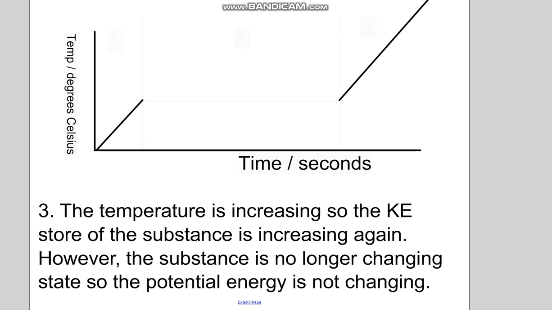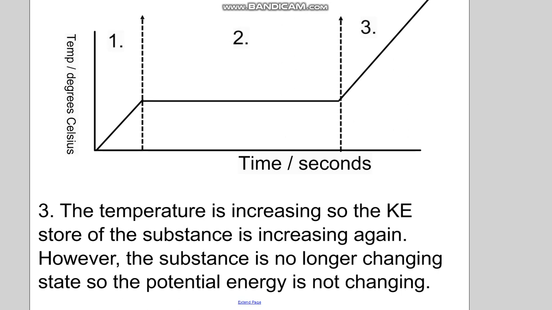So we talked about section 1 of the graph, and we've already talked about section 2 of the graph. In section 1, remember, because the temperature was increasing, the kinetic energy was increasing, the kinetic energy store of the substance was increasing, and that led to the internal energy store of the substance increasing. In section 2, the kinetic energy store is constant because the temperature is constant, and this is always true at a change of state, whether it be solid to liquid or liquid to a gas.